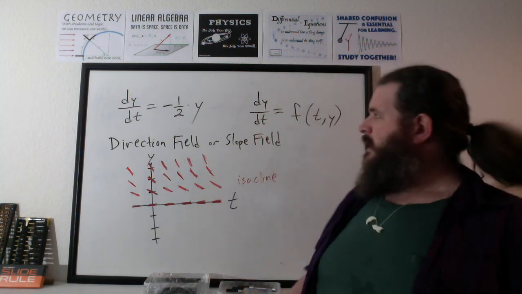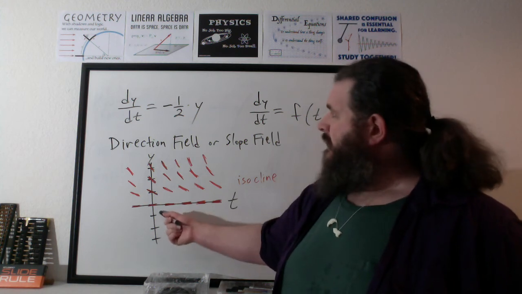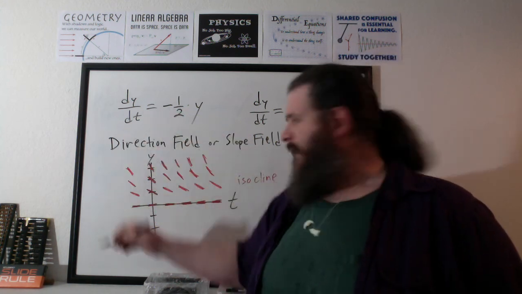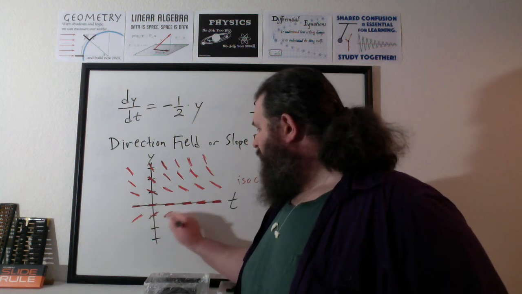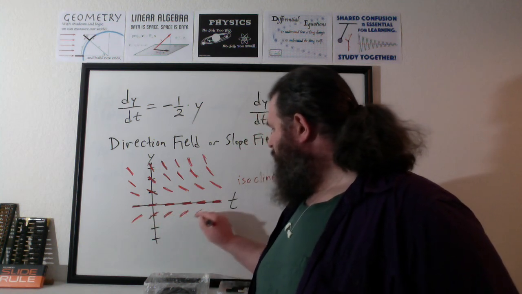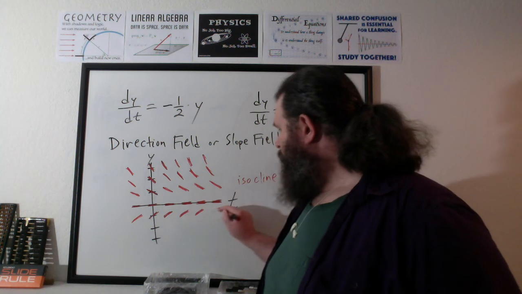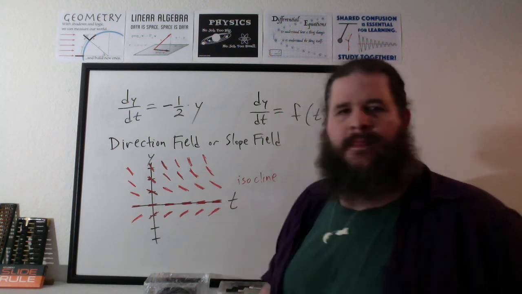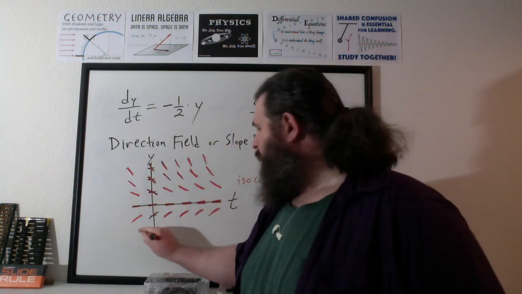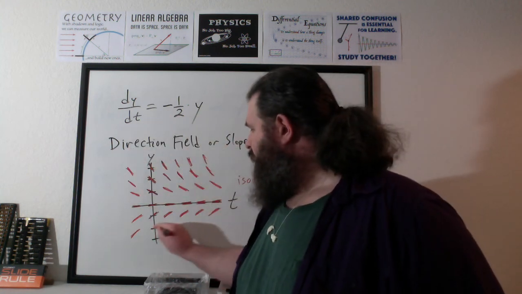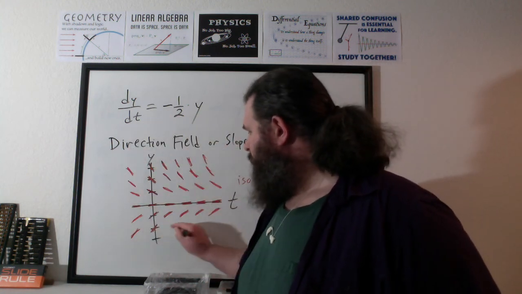And likewise, we could plug in negative values. Let's say we plug in negative 1 for y. You would get positive 1/2, so you'd have an upward slope. For every point where y is -1, the slope would be +1/2. Or if we plug in -2 for y, you get +1. So everywhere where y is -2, the slope would be +1.